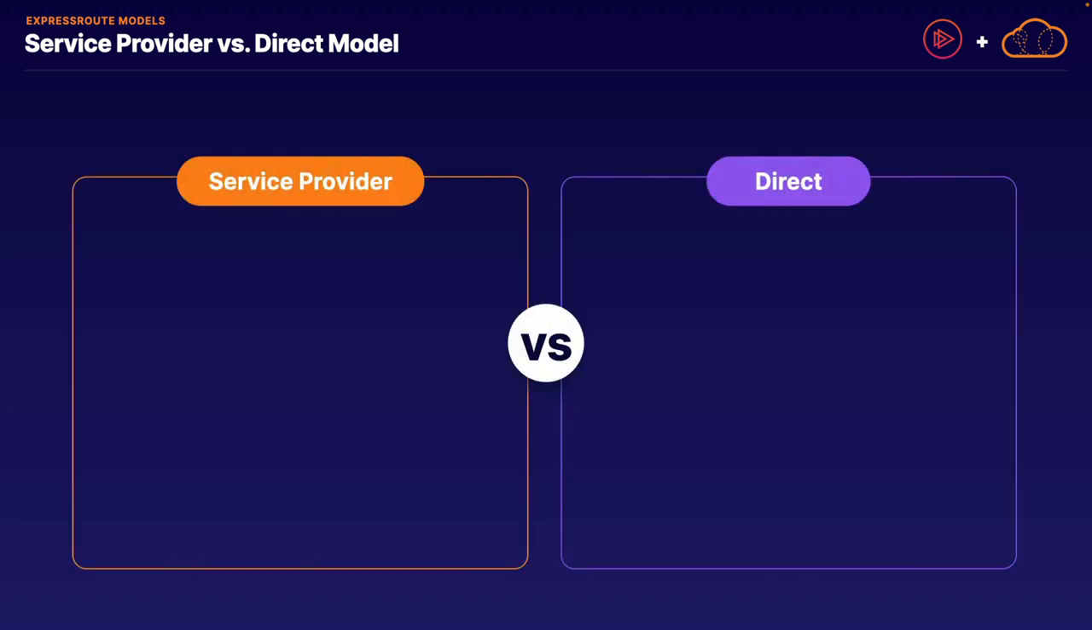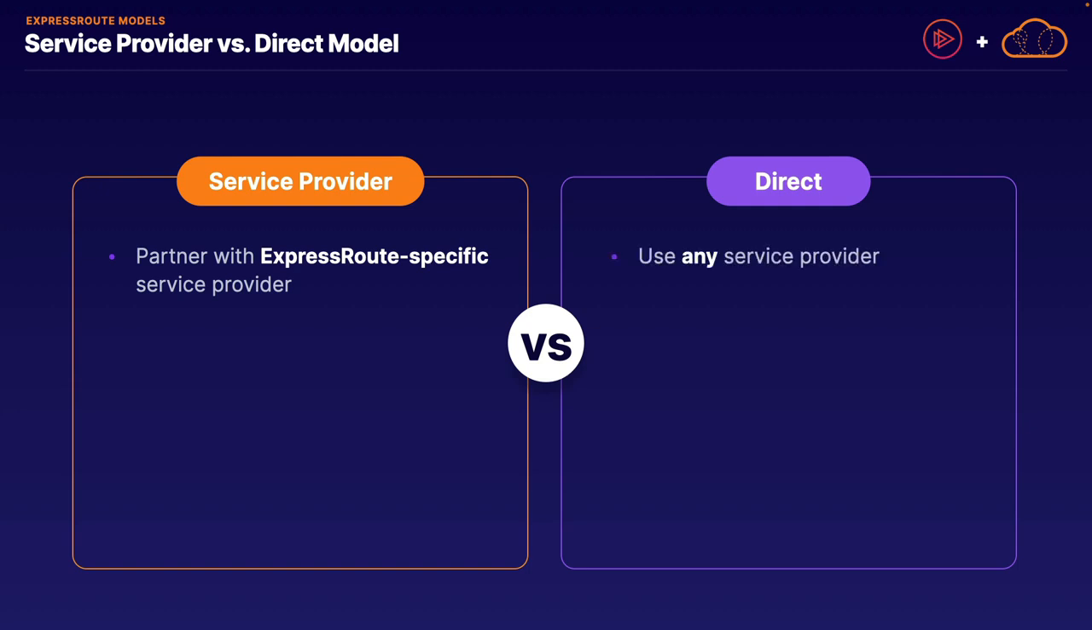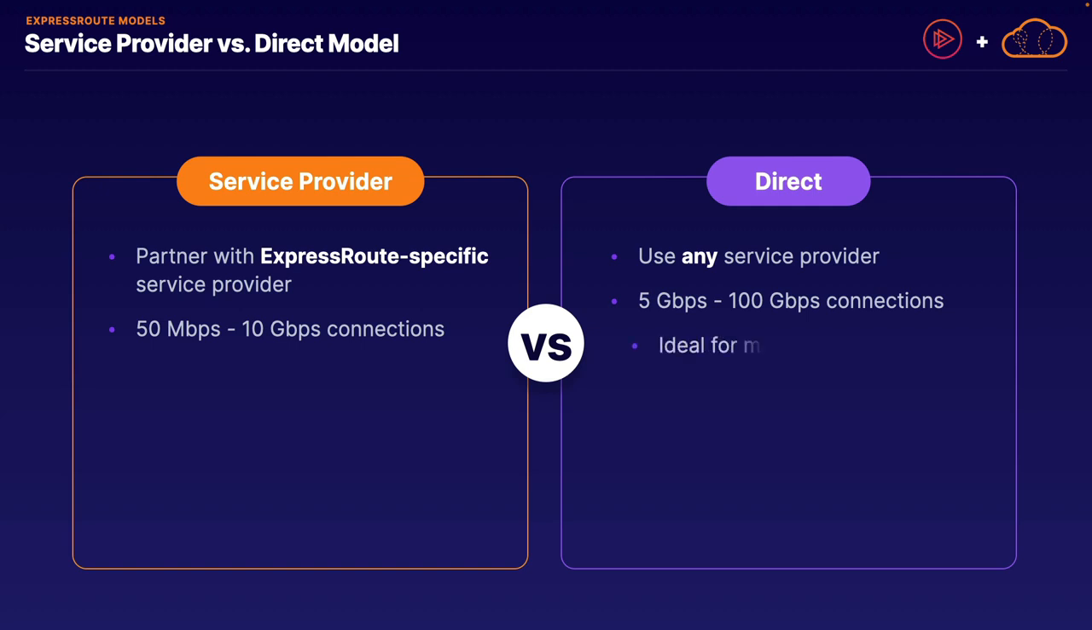Breaking down our differences between these two models, starting off with the service provider. A service provider model has you partner with an ExpressRoute specific service provider to help facilitate those connections. Whereas with the direct model, we can use any service provider, assuming that service provider is able to help facilitate the actual physical connections from your network directly into Microsoft. From a speed or a bandwidth perspective, the service provider model offers a variety of connection speeds from 50 megabits to 10 gigabits per second, whereas the direct model has much higher overall speeds, which offer from 5 gigabits per second on the low end, all the way up to a blistering fast 100 gigabits per second, which is really useful for massive data ingestion needs. Basically, the direct model is much faster, and of course, there is a price tag to match that.